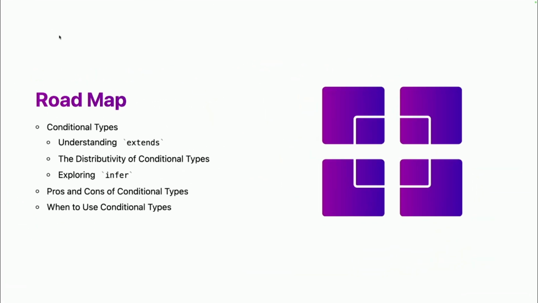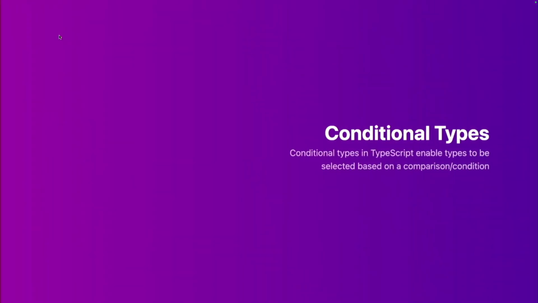So what are we going to be talking about today? Today we're going to start with a broad overview of conditional types, understanding what extends means, which is really just looking at the syntax of conditional types. We're going to get into this big fancy statement called the distributivity of conditional types. Really all that is just looking at how conditional types behave with type unions. And from there we're going to explore infer a little bit before getting into pros and cons and what you should consider using them. Cool. So with that out of the way, let's go ahead and jump right in and talk about conditional types.